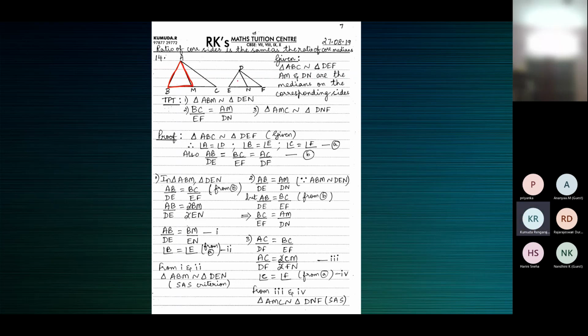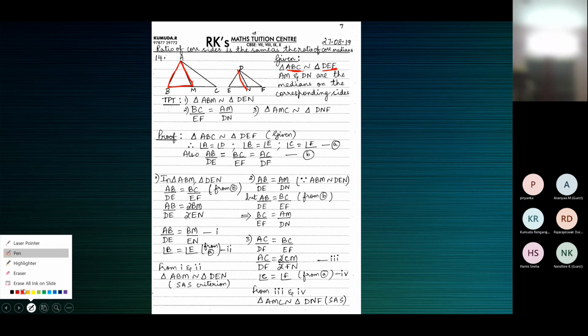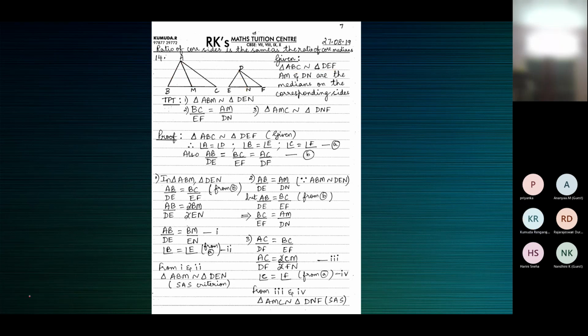What information is given, children? The whole triangles are similar. ABC is similar to DEF. That's given. We have considered the medians AM and DN from the corresponding vertices A and D on the corresponding sides BC and EF. Okay, we need to prove these results. ABM is similar to DEN.